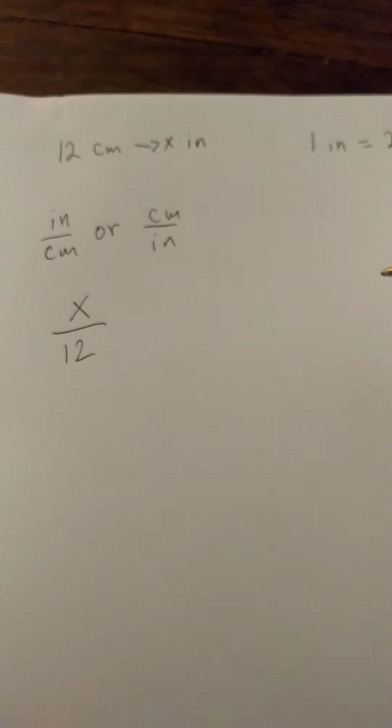Okay, and then when you set up your proportion, I always choose it so that this is on the top. So we could either do inches over centimeters, or we could do centimeters over inches. So two choices. I'll put or there. But I always choose the unknown to be on the top because that just simplifies the math. So this is one proportion, and then this is the other side of the proportion.